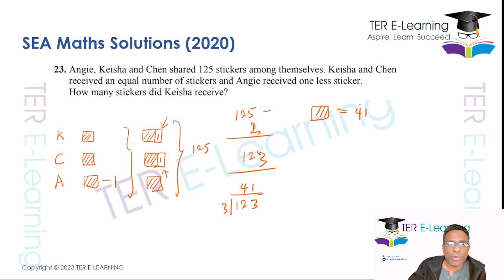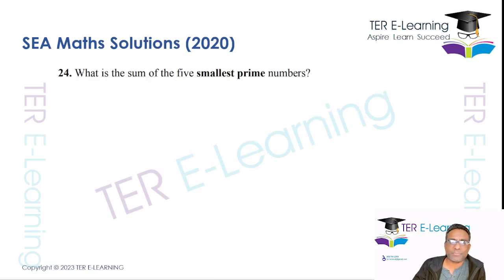So they want to know how much Keisha received. With these questions, you have to read it over again, even though you worked out the box. Remember, Keisha is this one here. So she received box plus 1. Therefore, Keisha should have received 41 plus 1, so you're going to get 42. You have to be careful with questions like this. Always reread those questions.